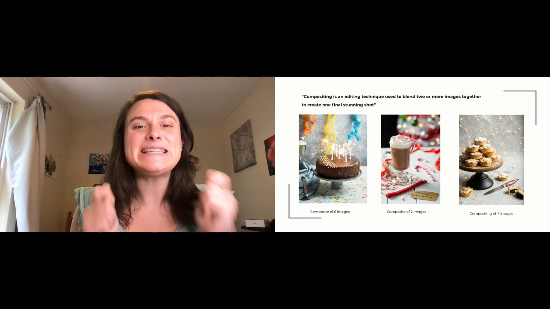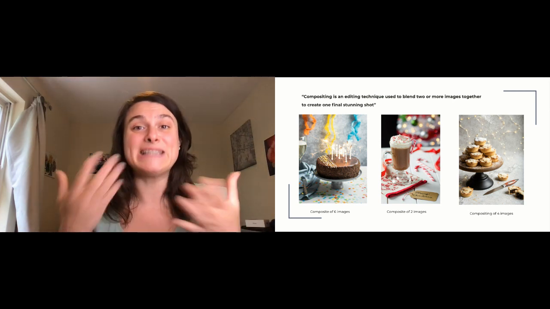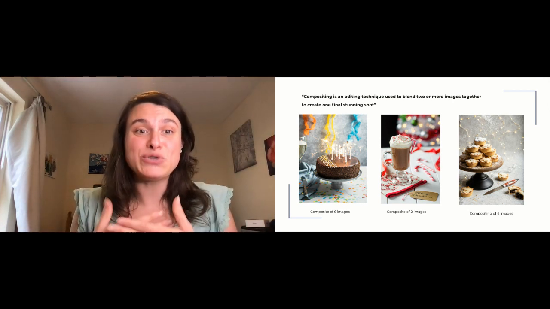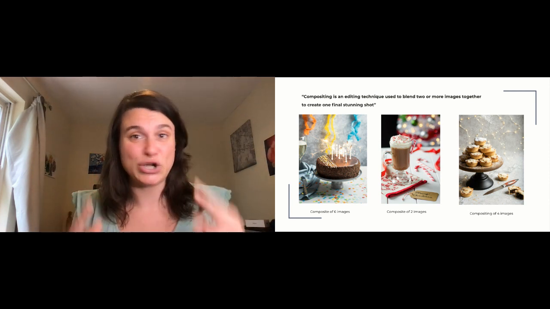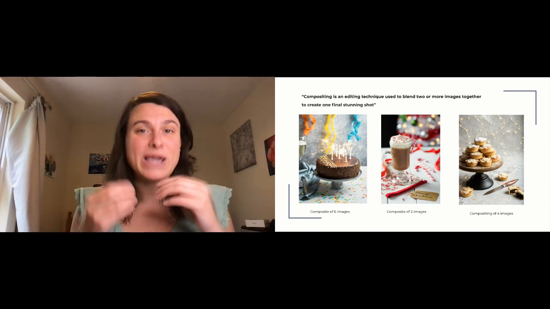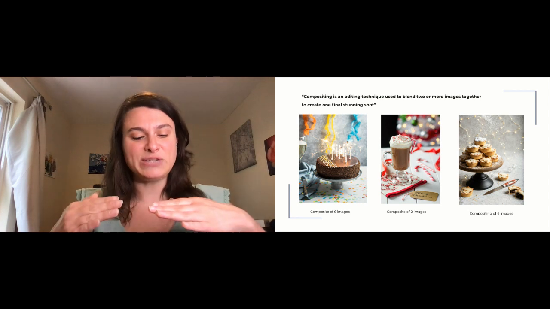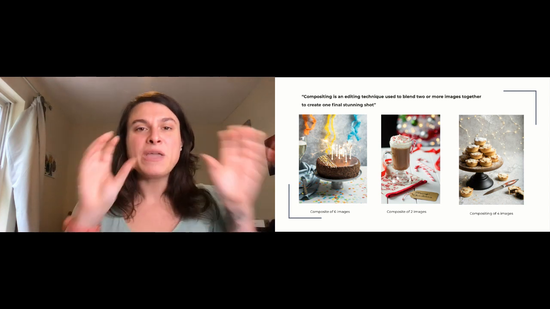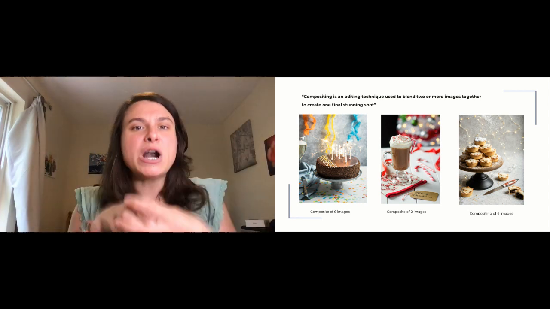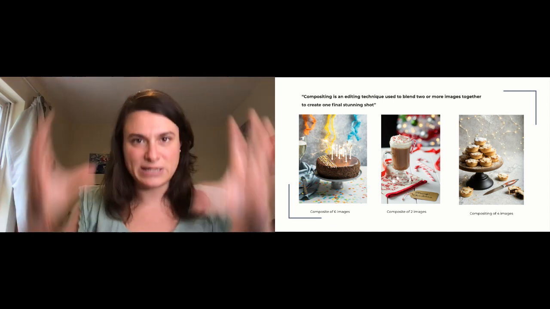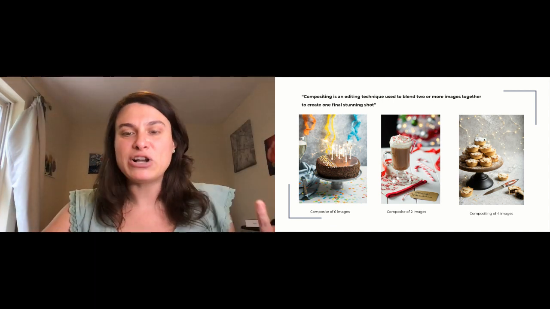Compositing is an editing technique used to blend two or more images together to create one final stunning shot. So basically the concept of compositing is that you take pieces from different images and you merge them together to create the final image. I've got some examples here.